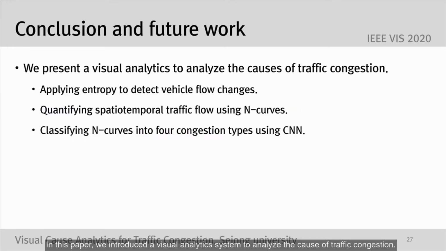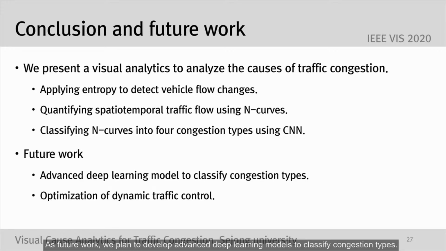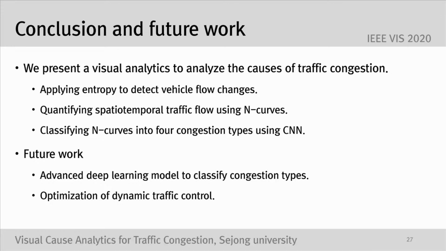In this paper, we introduced a visual analytic system to analyze the cause of traffic congestion. We used the entropy and speed to detect vehicle flow changes. We applied the N-curve to quantify vehicle flows. Also, we presented CNN to classify the N-curve. As a future work, we plan to develop advanced deep learning models to classify congestion types. We will also investigate optimal dynamic traffic signal control at the city level.